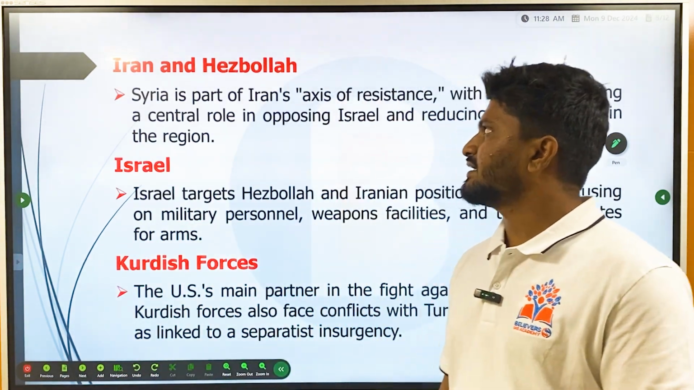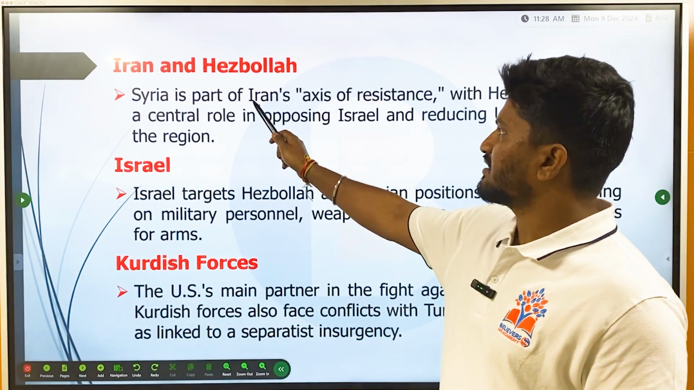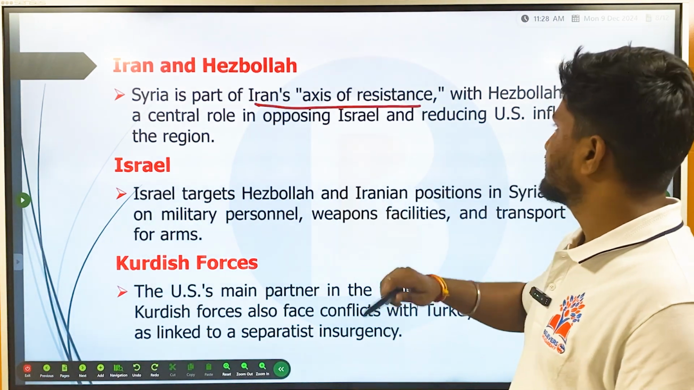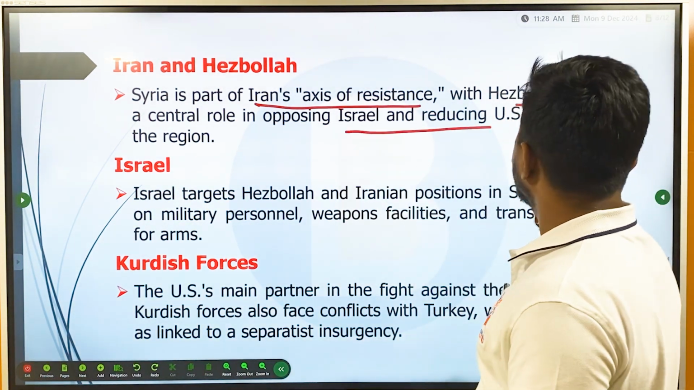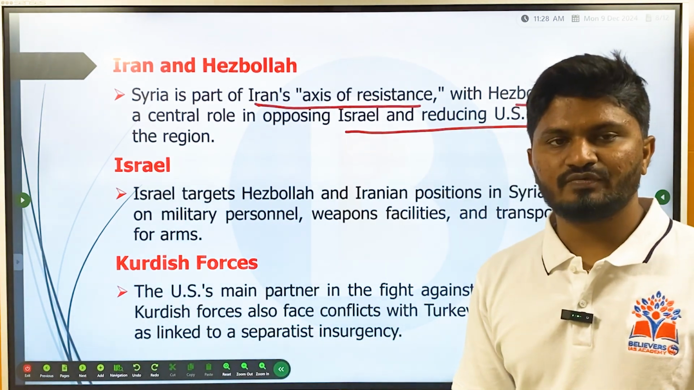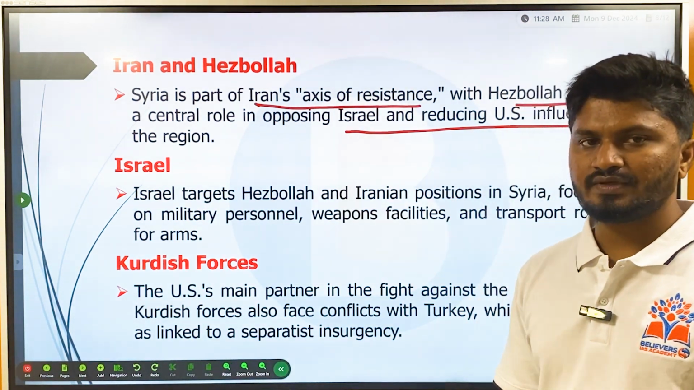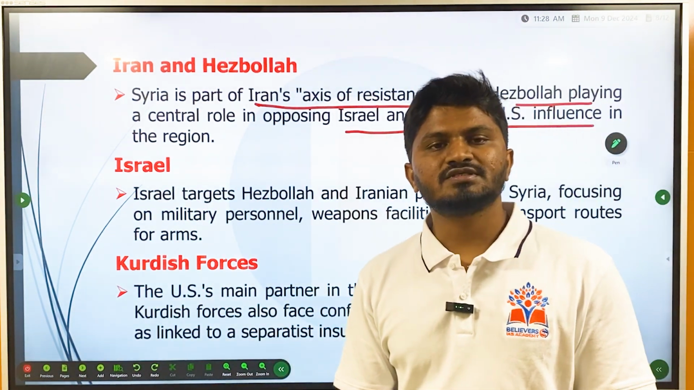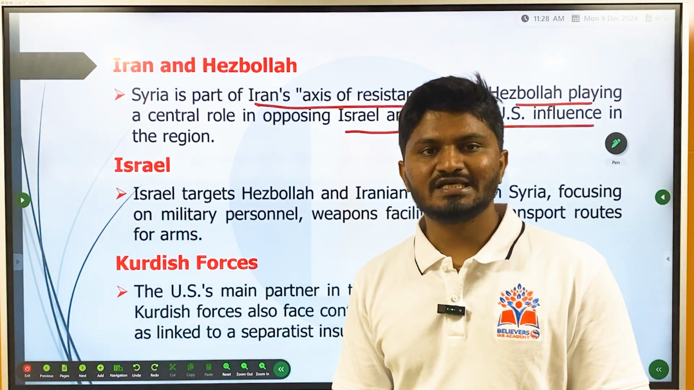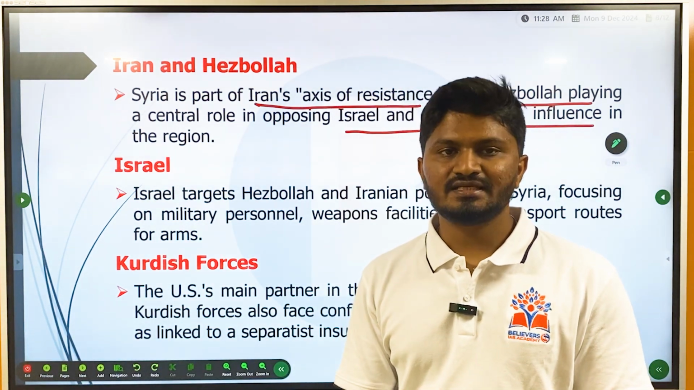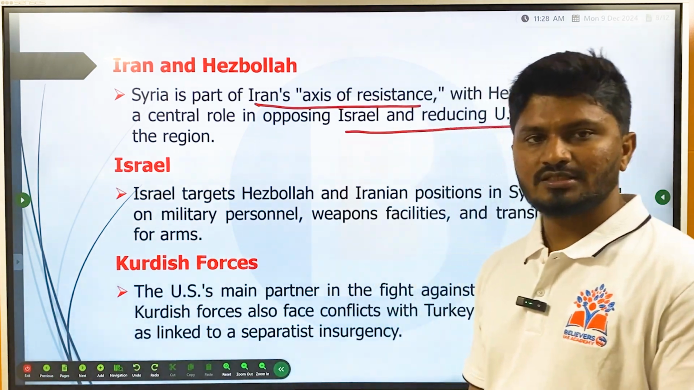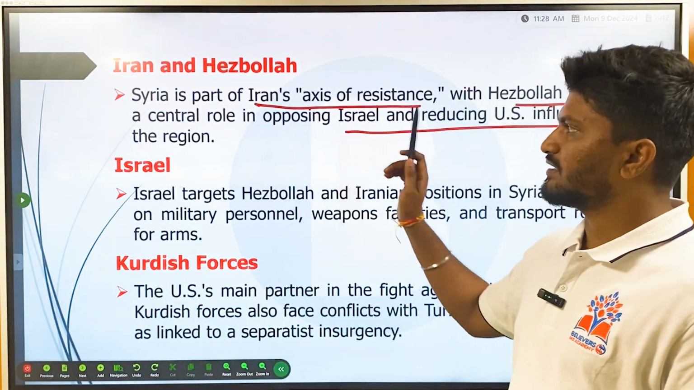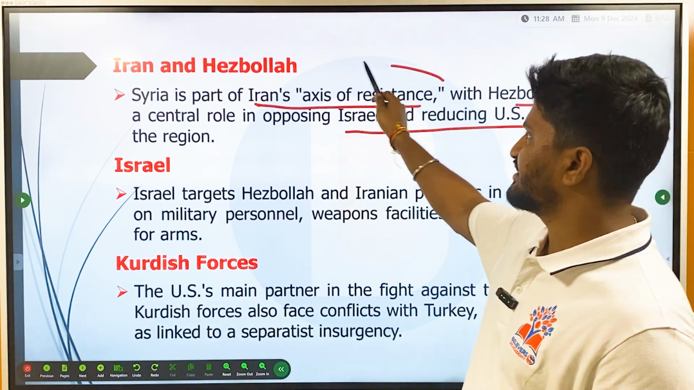And then there is Iran and Hezbollah. Syria is part of Iran's axis of resistance, with Hezbollah playing a central role in opposing Israel and reducing US influence in the region. Very complex it is. Iran supports all the regimes which are supported by Shia government or Shia rule, whereas Saudi Arabia is against Iran and supports Sunni governments. Assad is supported by Shia government, so that is why Iran always supports them as part of their axis of resistance.